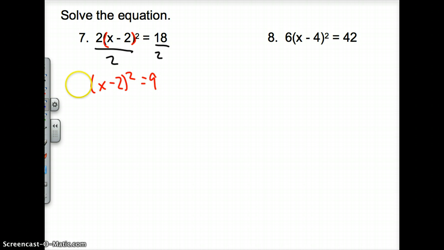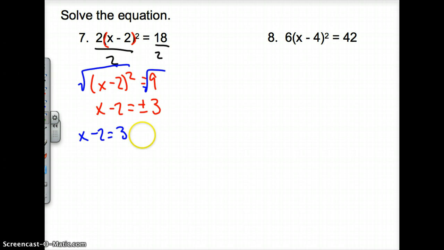How do you undo a square? You have to square root. So we're left with x minus 2 equals positive negative 3. We're not quite done yet because we have to get that x by itself. So we have to add 2 to both sides, but look, it's a positive negative 3. So I'm going to break that apart a little bit further to go x minus 2 equals a positive 3, and then x minus 2 equals a negative 3.